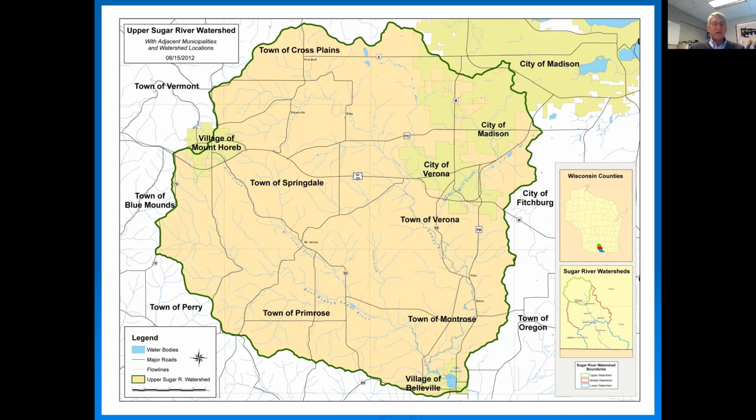These side maps show the watershed relative to the state of Wisconsin, the three watersheds being the upper in green, middle in red, and lower in blue. These are the watersheds of the Sugar River. And you can see that it flows down into Illinois.